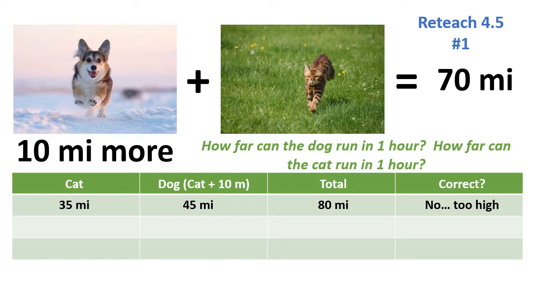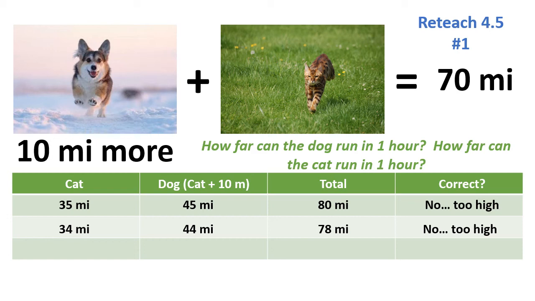My next guess needs to be lower, so I'll guess 34 miles for the cat's distance. That means the dog's distance will be 44 miles because 34 plus 10 is 44. Well, when I add those two distances together, I get 78 miles. Is that correct? No, that answer is too high as well. At this point, I'm going to let you finish the chart to find how far the dog can run in 1 hour and how far the cat can run in 1 hour. I'll give you a moment to do that. We'll pause the video here and then we'll unpause it and check the answer together. I'll see you in a bit.